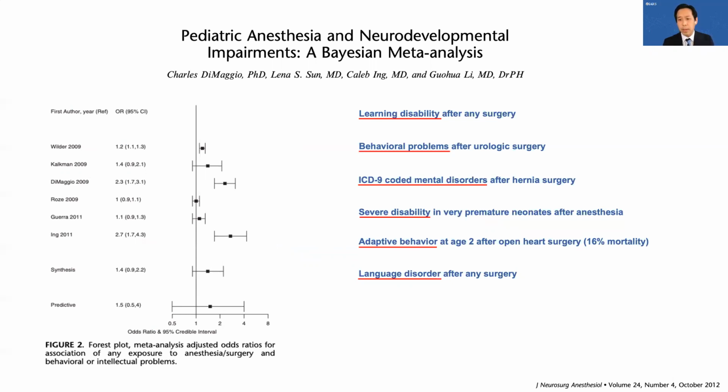Another important thing to note in the studies that were included in this meta-analysis is that some of them evaluated children with very high levels of comorbid disease, with one study evaluating very premature neonates, and another looking at children who had open heart surgery, where this cohort experienced a 16% mortality after surgery. In sick kids undergoing major surgery, it may be difficult to dissect out the impact of anesthesia from other major clinical factors.